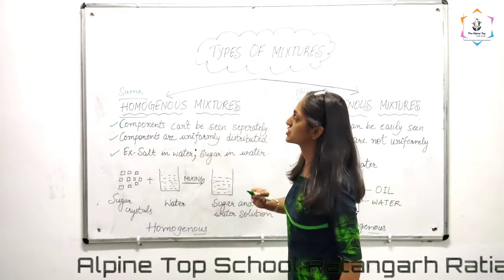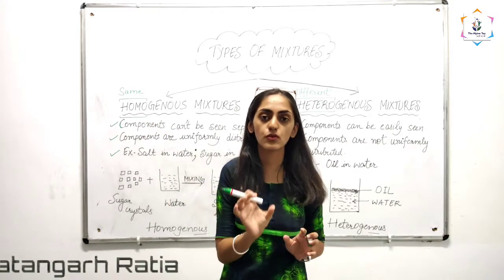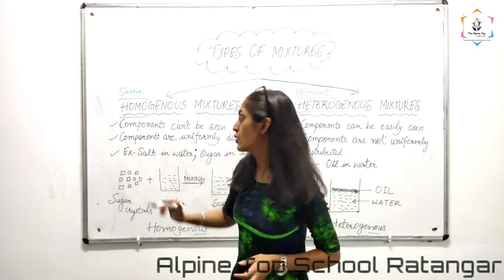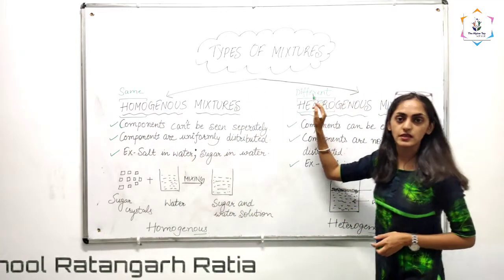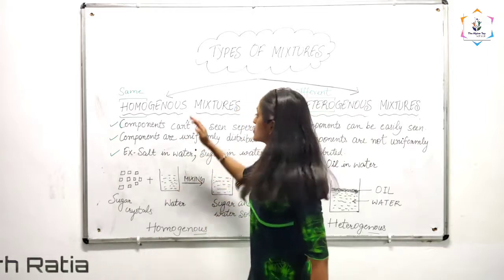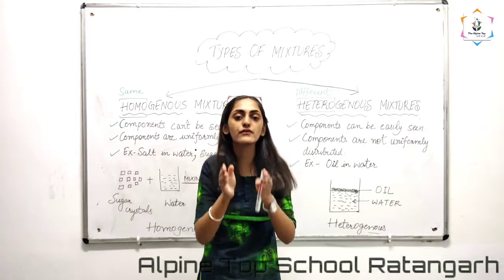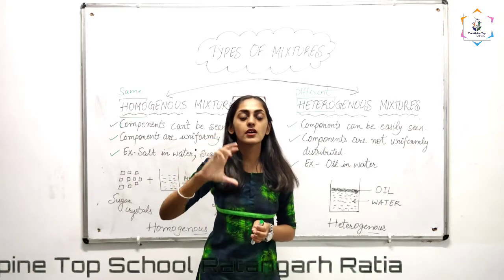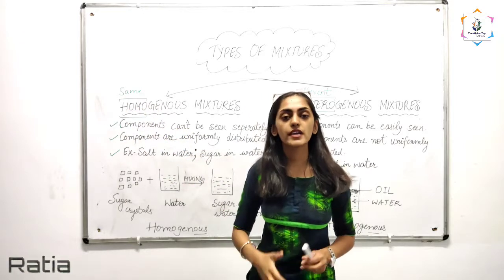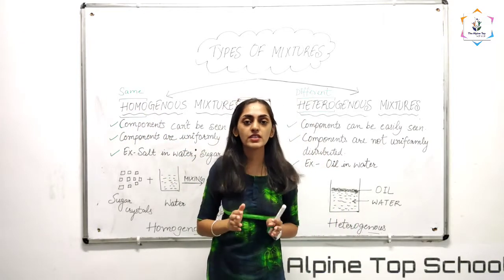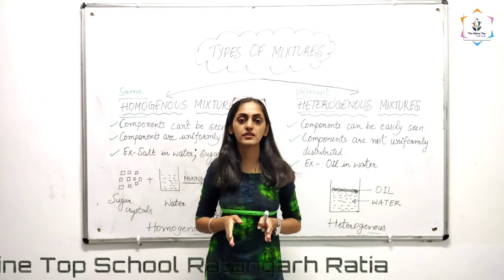Homogeneous mixtures: anywhere you read the word homo, it always means same, and hetero means different. So a homogeneous mixture means a mixture in which the components are uniform throughout the solution. Uniform means same. So homogeneous mixtures are those in which the components are uniformly distributed.